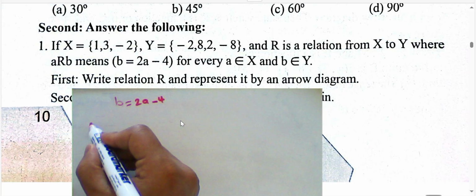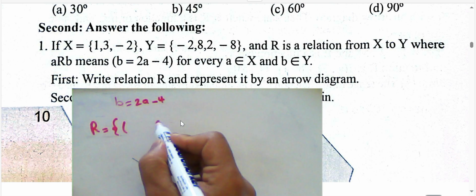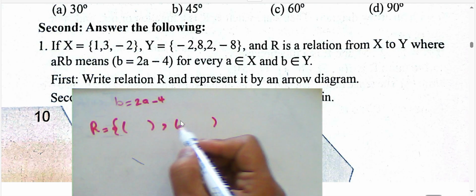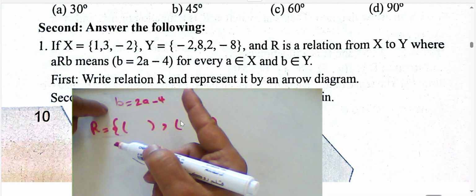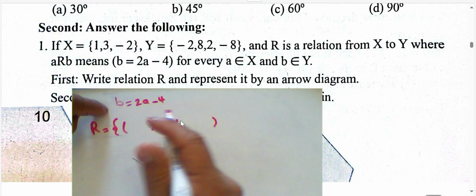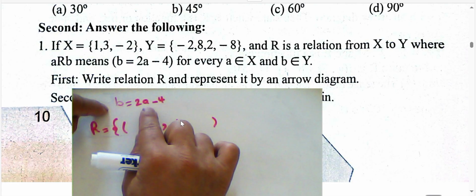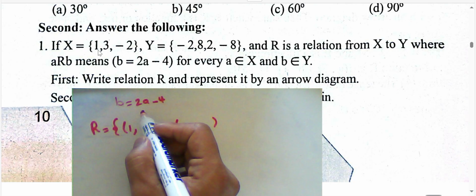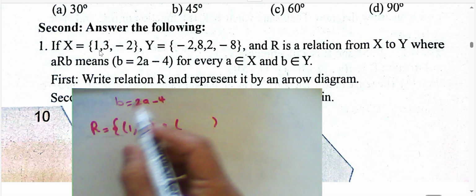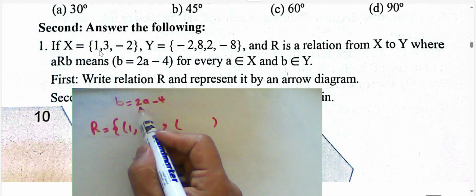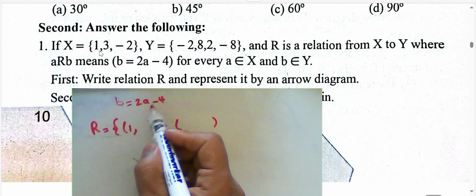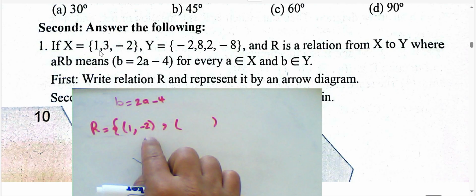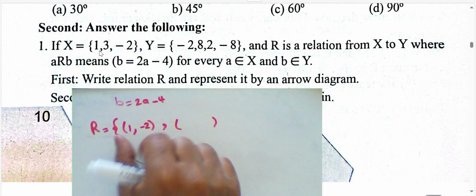Then we can find the relation by writing all the ordered pairs. So we must start at a. Put a equal 1. When we put x equal 1, then the image will be what? Put x equal 1 in the relation b equals 2a minus 4. 2 times 1 is 2, 2 minus 4 equals negative 2. And negative 2 belongs to Y. Then the first ordered pair is (1, negative 2).